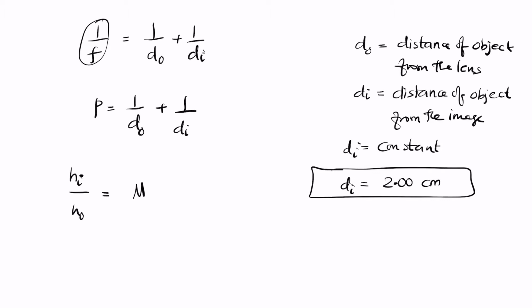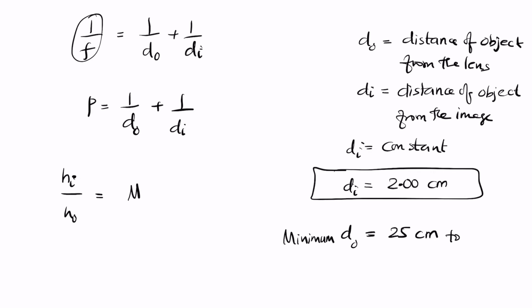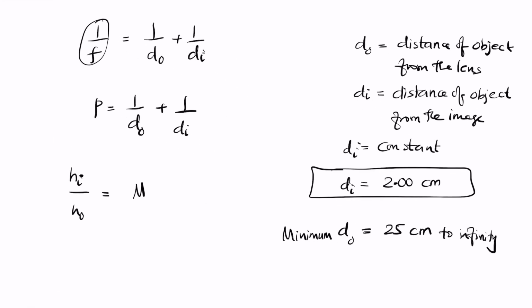Now d naught, the minimum d naught that you have to use is 25 centimeters. So the d naught values range from 25 centimeters to infinity. The minimum value that it requires to look at an object is 25 centimeters. For example, you can close one of your eyes and try to bring your finger closer and closer. You start noticing that the clarity of the image gets lesser and lesser, but at a distance of 25 centimeters you can actually distinctly watch the object clearly.